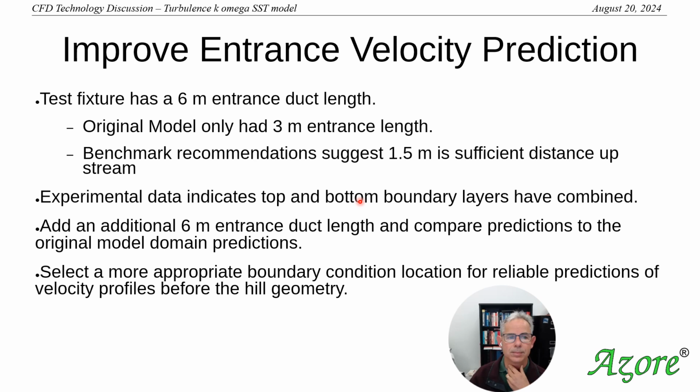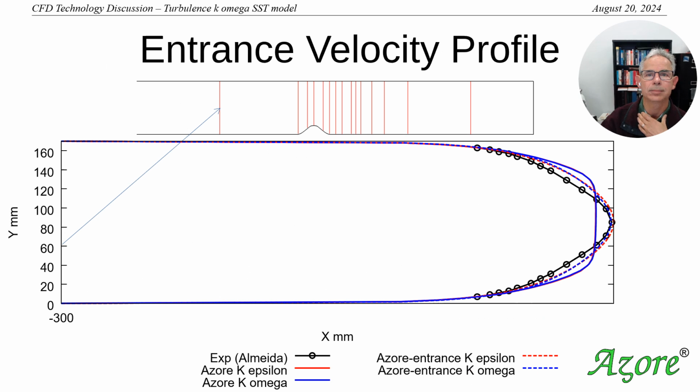to have fully developed. And so maybe we can run this simulation again, and we'll add an extra 6 meters of entrance duct length. We're going to increase the distance, and we're going to look at how that might change our predictions. This is akin to the fact that when we're putting together a CFD model in general, we really need to make sure that we choose a good boundary condition location, because that has a pronounced impact on our ability to predict what's happening. So let's just look at that.